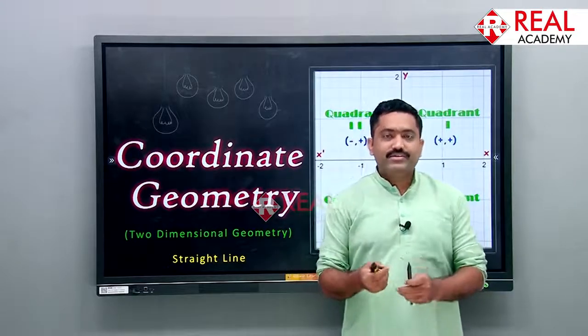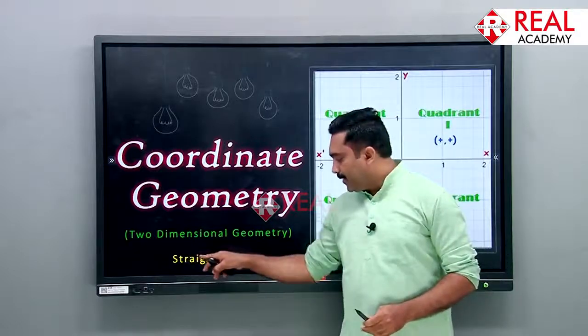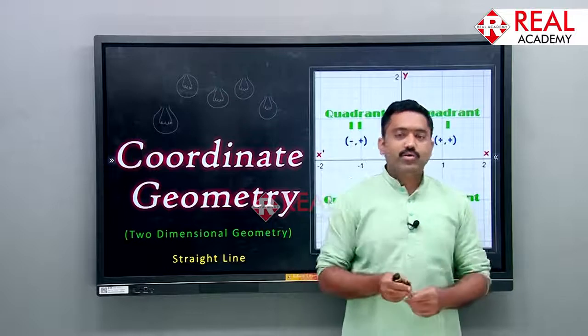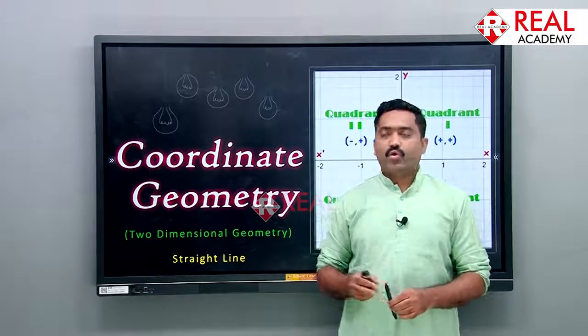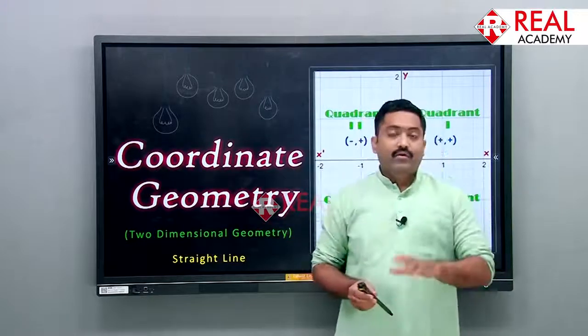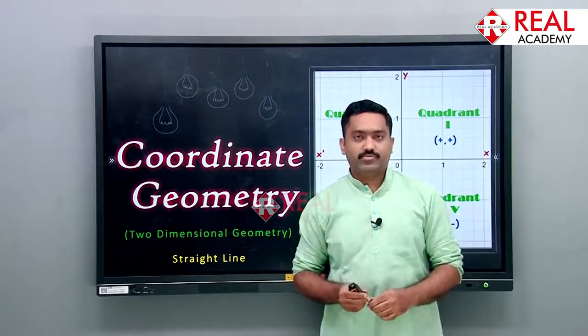To understand this, I will say that apart from straight line, in our 11th standard maths 1, rather in 12th also, we will be doing some parts of coordinate geometry, which we will write under two dimensional geometry when we go through the NCERT textbook.